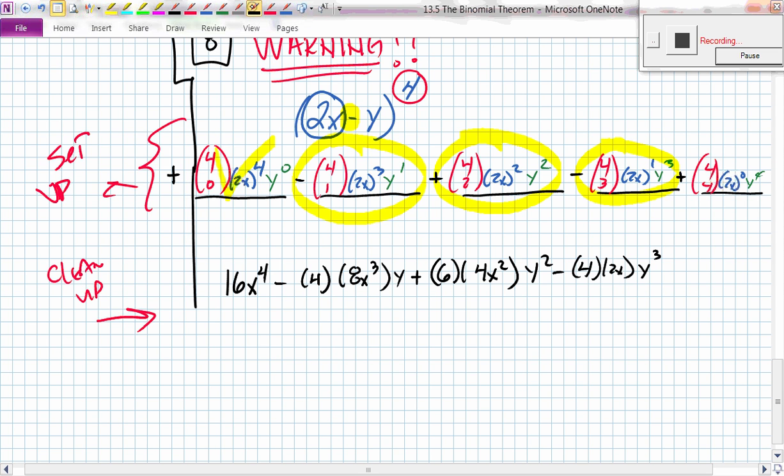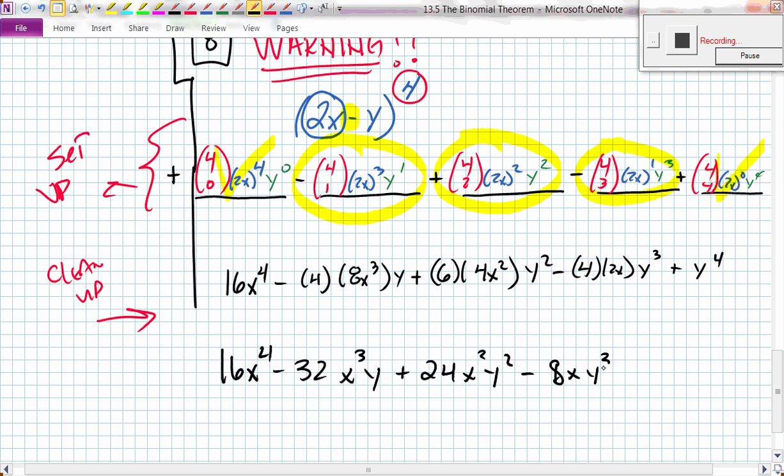But I am done with the last one because it's the easiest one. That's just y to the fourth. So I can cross that one off my list. Sorry about that. Thank you. Y to the fourth. Okay, and then the next phase, what I call the double cleanup, is 16x to the fourth minus 32x cubed y plus 24x squared y squared minus 8x y to the third plus y to the fourth, and that's your final answer.